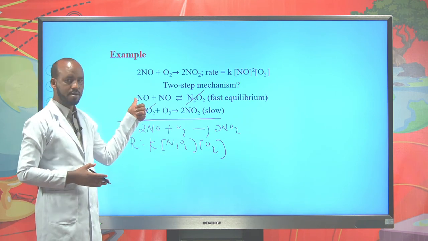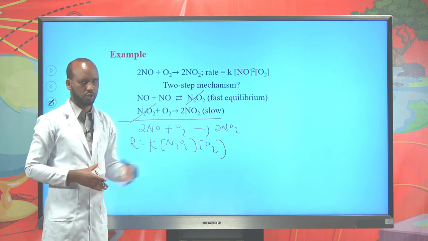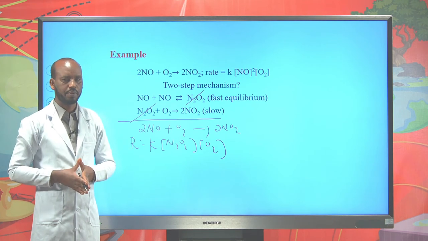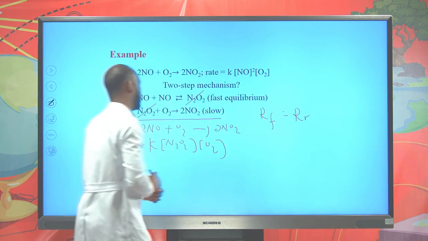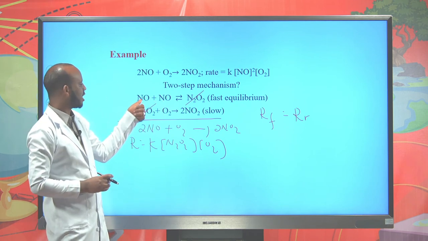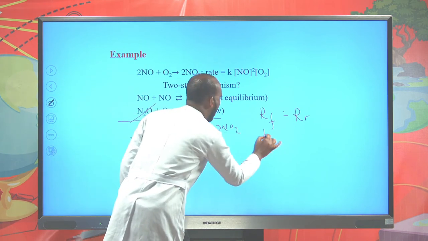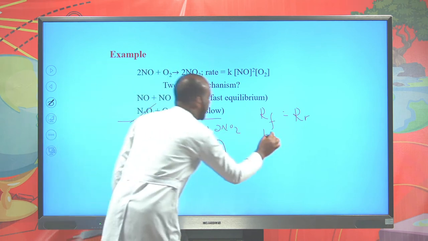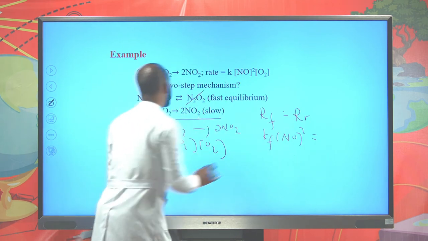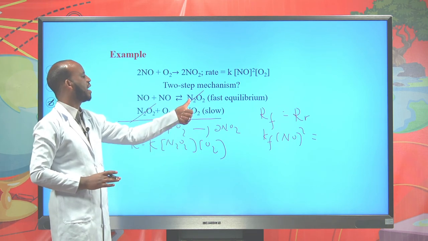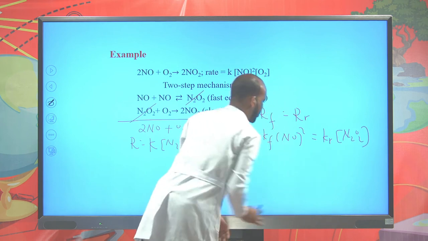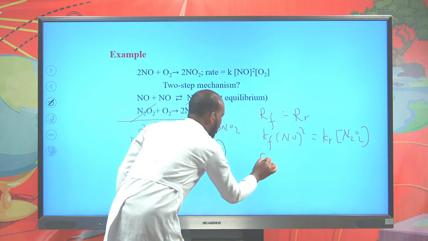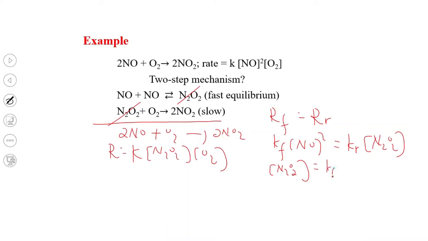Now, step one. This elementary reaction is an equilibrium reaction. A reaction is said to be at equilibrium if and only if the forward rate equals the reverse rate. Now, the forward rate depends on the concentration of the reactants. Forward rate is k forward times the concentration of NO to the power 2, equal to the reverse rate, which depends on the concentration of N2O2: k reverse times the concentration of N2O2. Now solving for the concentration of N2O2: the concentration of N2O2 equals k forward divided by k reverse times the concentration of NO to the power 2.